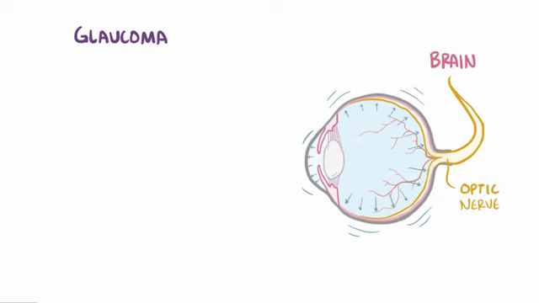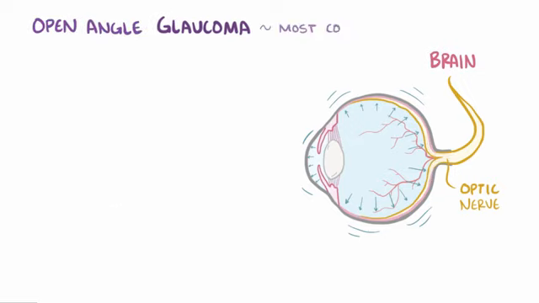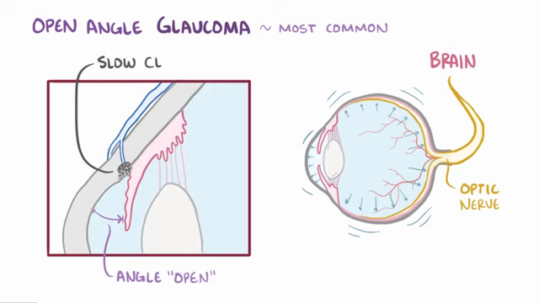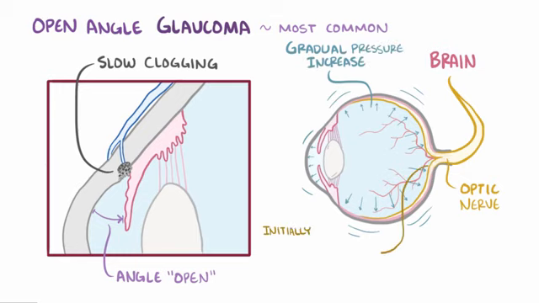Now, there are a couple types of glaucoma. First, there's open angle glaucoma, which is actually the most common, and it has this name because the angle between the cornea and the iris is open. In this type, the drainage system slowly gets clogged over time, and so there's this gradual increase in pressure on the optic nerve. This increase in pressure initially results in atrophy of the outer rim of the nerve, resulting in a decrease in peripheral vision.